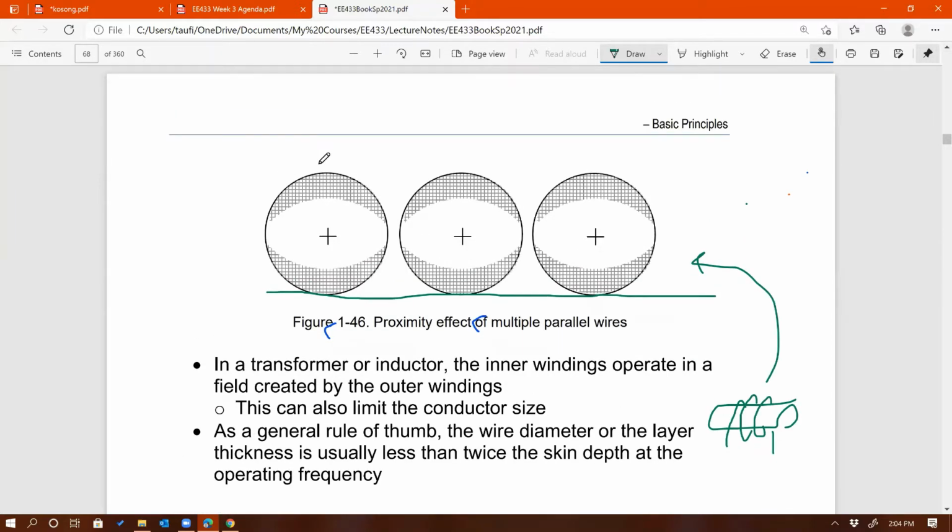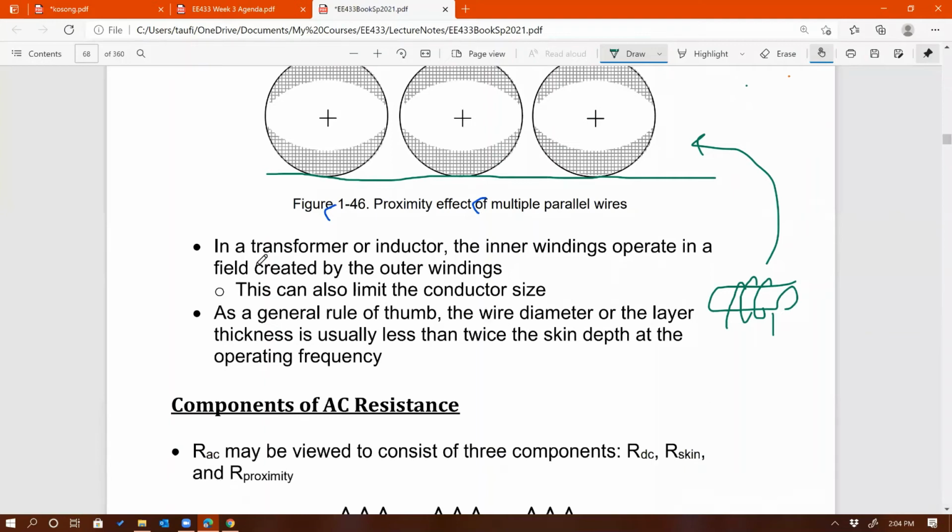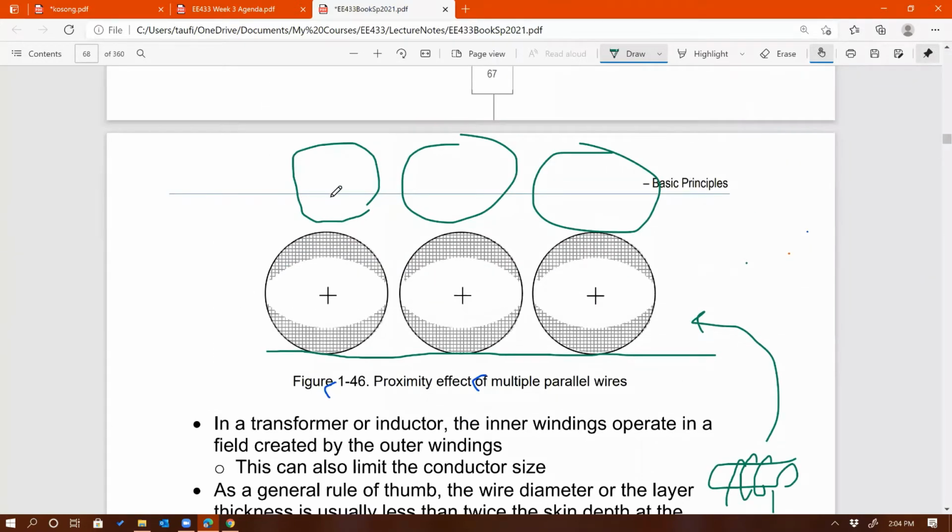Right now, this is still a simpler case, right? What happens if you have multiple layers? You have more conductors here. So now things get more complicated when you have multiple layers. It's already complex with one layer. Now, if you add more layers, the effect of both skin effect and proximity effect becomes just complex. In a transformer or inductor, the inner windings operate in a field created by the outer windings. Yeah, so that's an example of how multiple layers would operate.